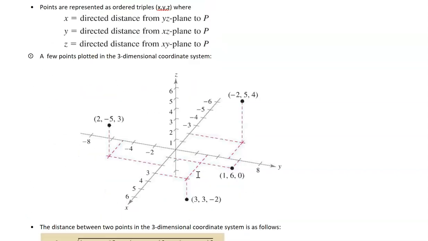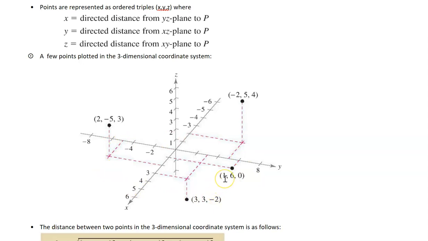This is an example of a couple of points plotted in the three-dimensional coordinate system, and I'm going to be honest with you, some of these are a little bit difficult to visualize. So the point -2, 5, 4 goes -2 for x, +5 along the y-axis, and +4 up and down for the z-axis. And you can kind of figure out the rest of these in that same way.